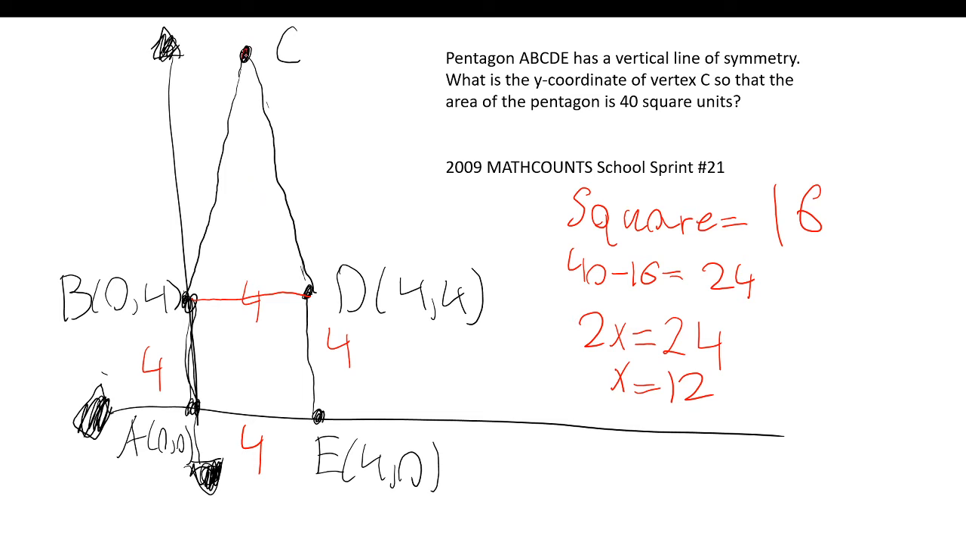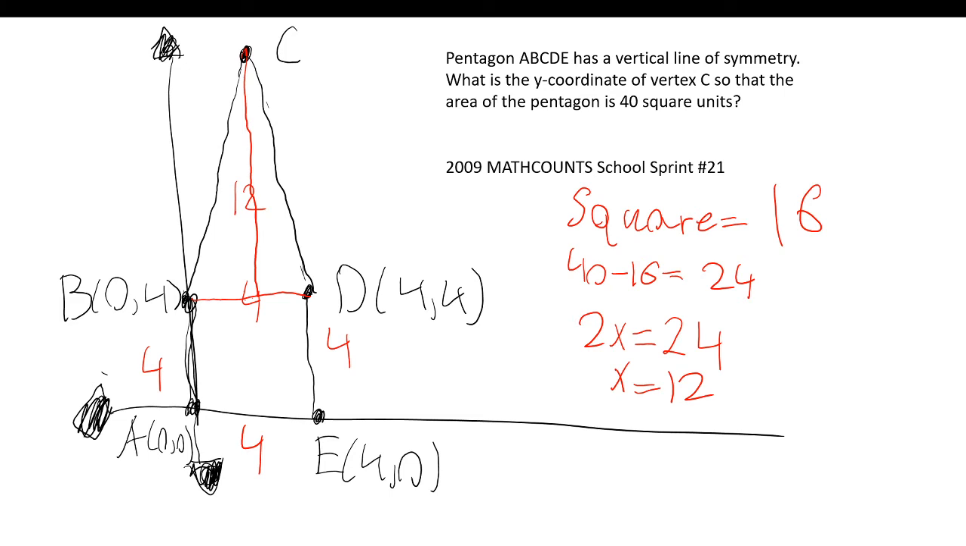So that means this right here, to this point, I'm just going to do the worst height ever. So this height should be like 12. Alright, this height is 12. And we don't care about the x-coordinate, we only care about the y-coordinate. So we can just check this. 12 times 4 is 48. 48 divided by 2 is 24. And 24 plus 16 gets us to 40. So the area of the pentagon is 40 square units.